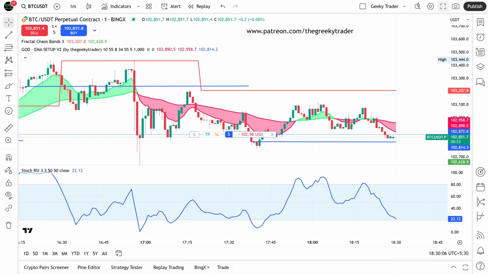Now, take a look at this. The market has perfectly reversed right from the blue line, just as we expected. This blue line, or what I call the God line, is doing an amazing job at pinpointing key reversal zones.